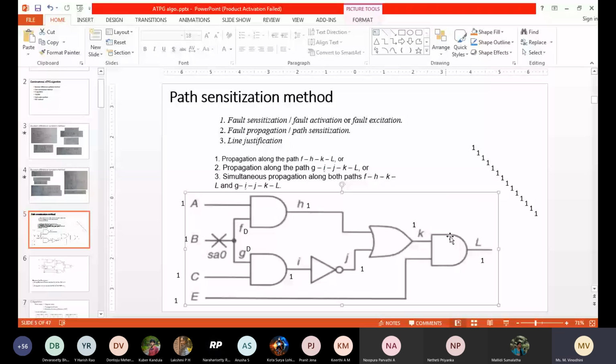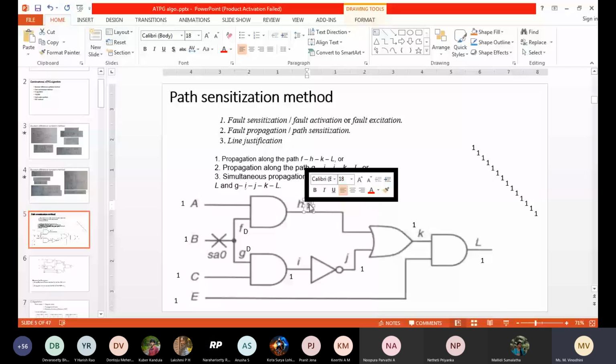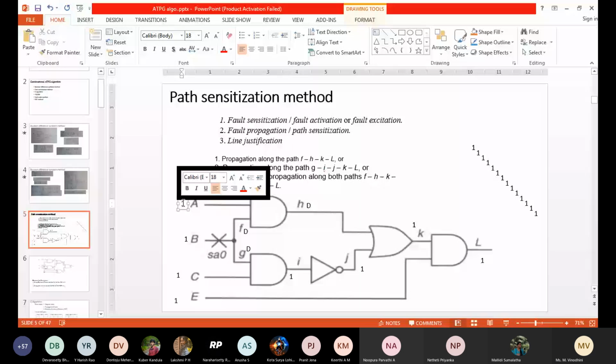Now tell me, students, F is now D. I want to take this fault to H. I need to get D here. If I want to get D here, what should my A be? This is an AND gate. What should my A be, 1 or 0? Think and tell. My F is D. 1. If it is 1, D into 1, I will get D. If it is 0, we will get 0. So I need to make it 1. So I made this 1, and I got D here.